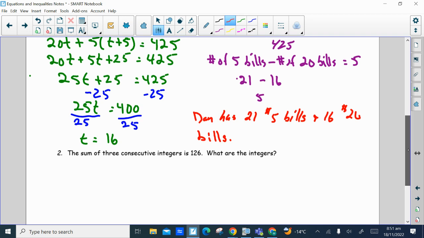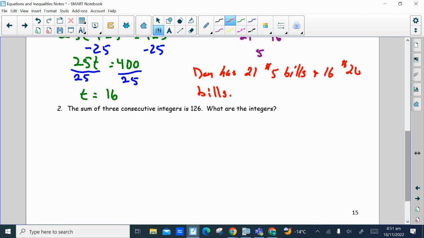Okay, so there's the first one. Number 2, a little bit different. It says the sum of 3 consecutive integers is 126. What are the integers? So we're trying to find out what these 3 integers are. Integers are positive and negative counting numbers. No decimals, no fractions. And if they're consecutive, that means one after the other.